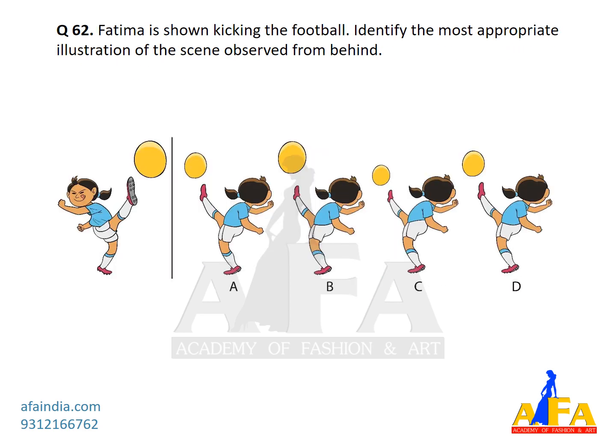This question says Fatima is shown kicking the football. Identify the most appropriate illustration of the scene observed from behind. Here you can see the image of Fatima kicking the ball, right? The image is given in perspective form, by comparing the shoe sizes. If you see Fatima from behind, the football size will decrease, right? It will not remain the same size. So option B is wrong.